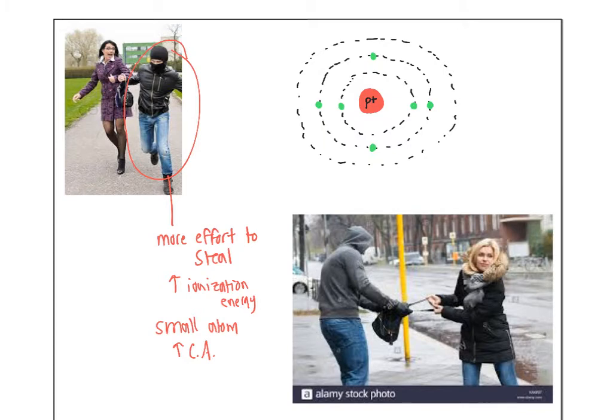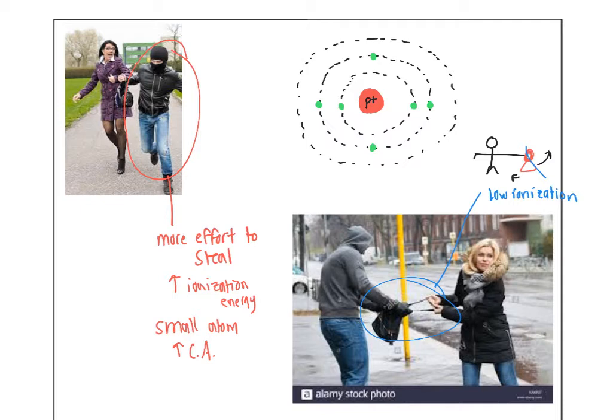If I walk around Chicago with my purse swinging back and forth, my arms outstretched, I would look ridiculous, first of all, but that's not going to be very hard for a robber to steal. So we say that's low ionization energy, because the robber has to put in minimal effort. He can just pretty much walk by and knock that purse out of my hand.